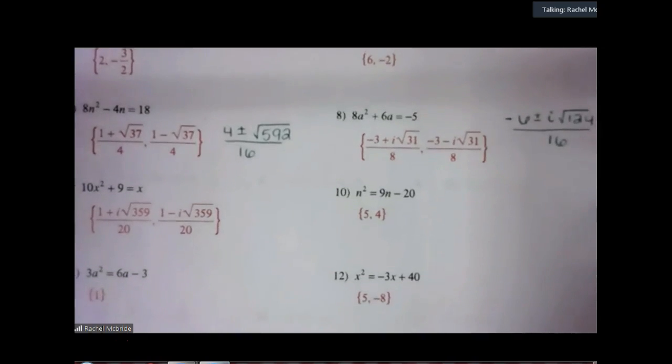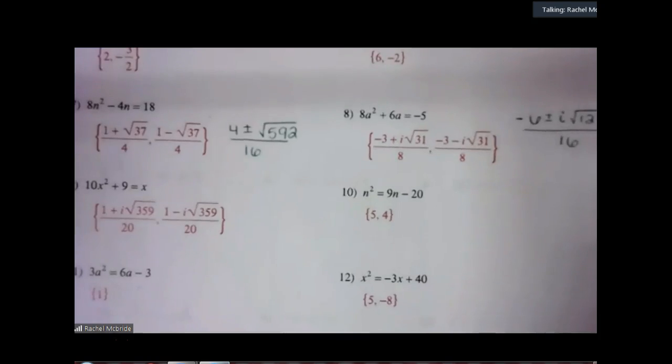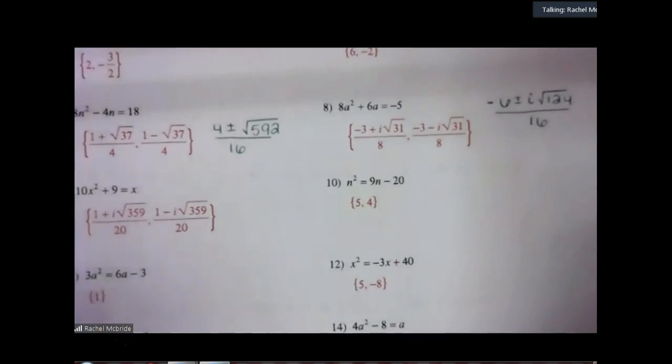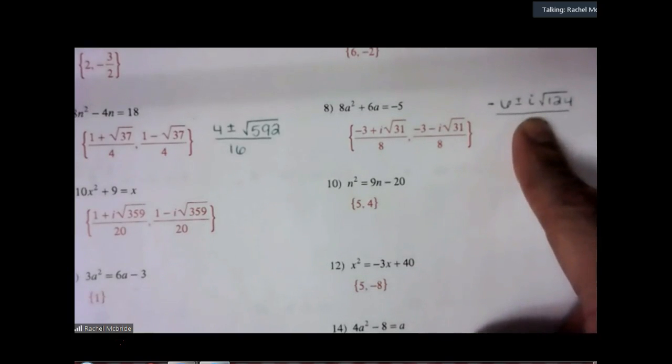Similarly, in number 8, square root of 124 allowed you to take out that factor, and then you were able to simplify with your GCF of each term. The big thing you want to make sure you have in 8 is an i.